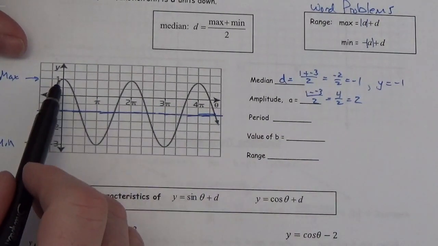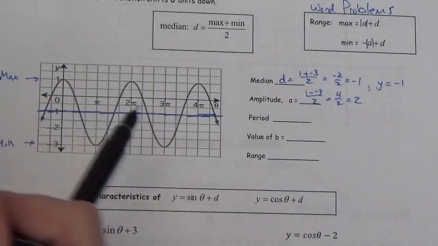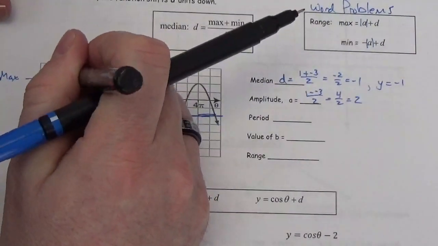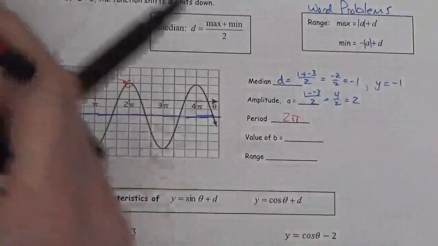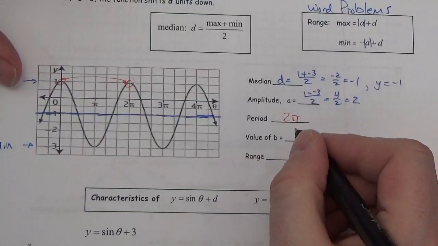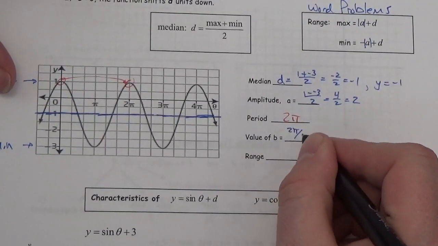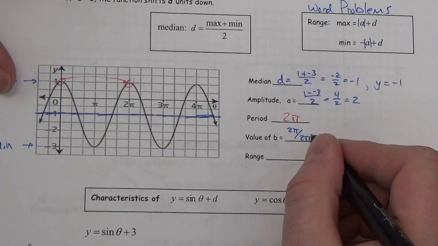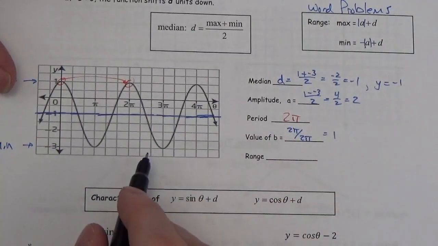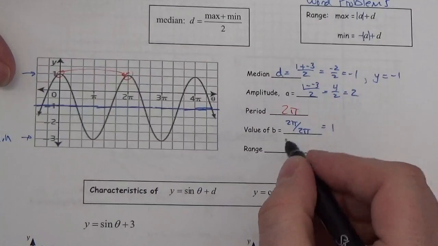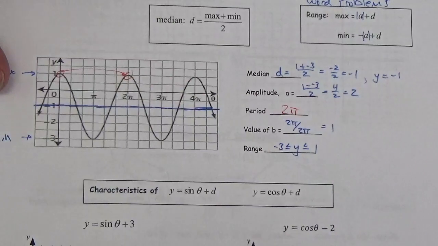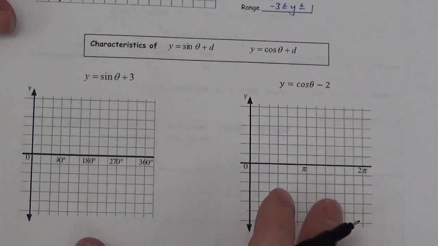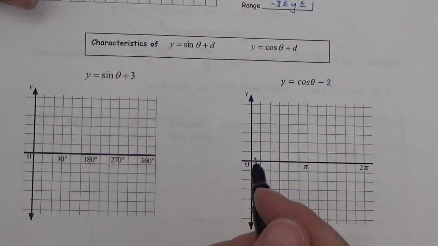In this case, to figure out our period, I'm just going to take the peak. I'm going to compare peak to peak, and notice that that is 2 pi. And so if that's 2 pi, b, remember, is going to be 2 pi divided by the period, 2 pi over 2 pi, and that's just going to equal 1. And our range here, well, we've already established our range is going to be from -3 up to 1, minimum up to the maximum.